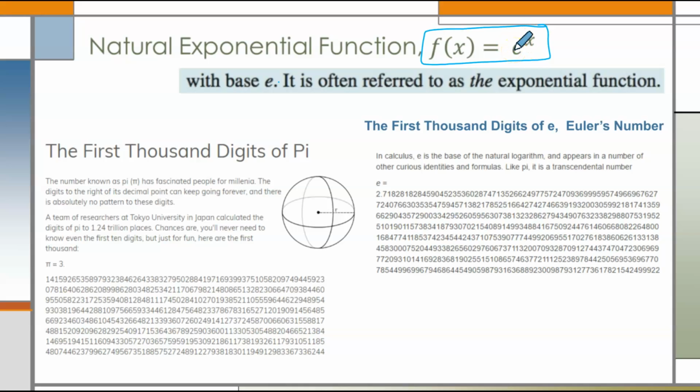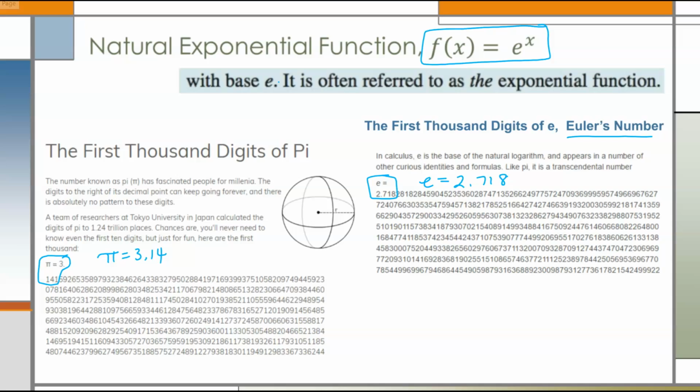e is a special number. We know pi to be 3.14. e is also a special number called Euler's number. e is 2.718. So here we have an exponential with base e, base 2.7, raised to the x power.